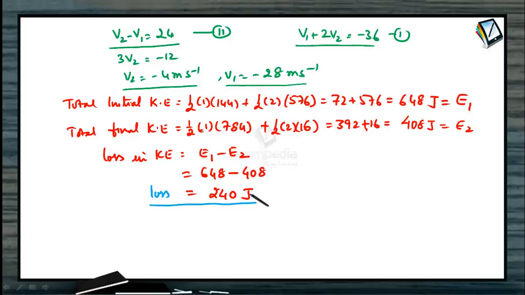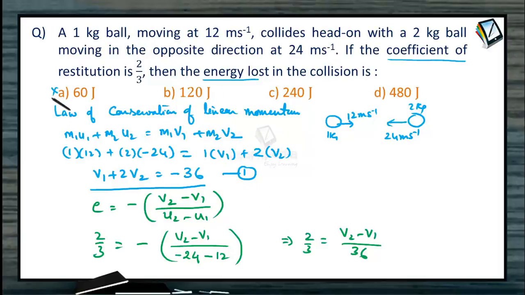Let us see which is the correct option. 60 joules, wrong option. 120 joules, wrong option. 240 joules is the right option. 480 joules is the wrong option. So the correct option will be option C.